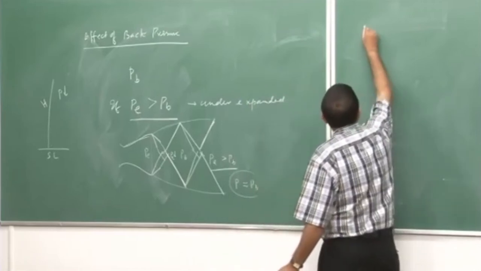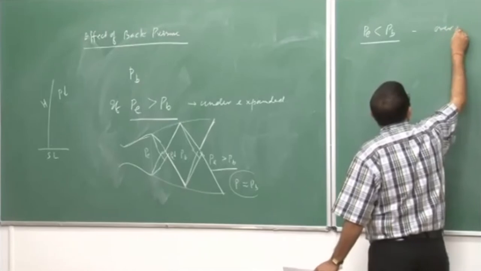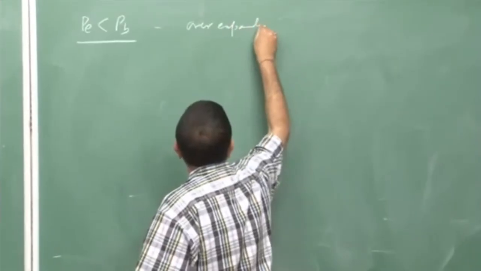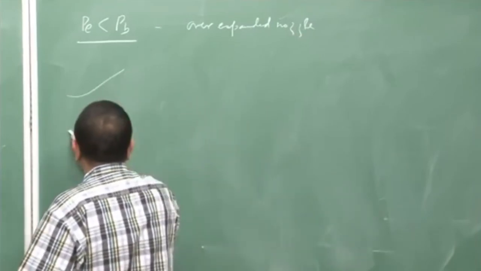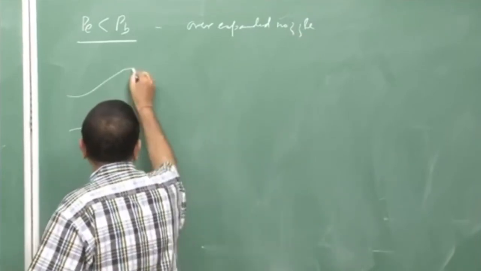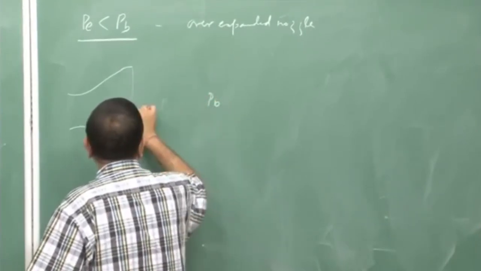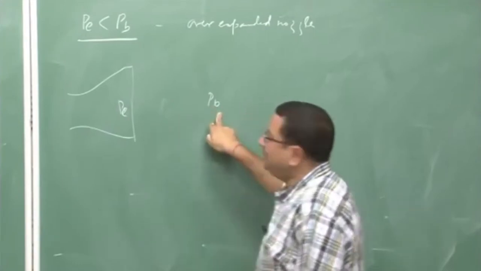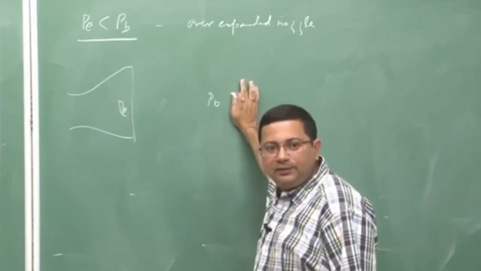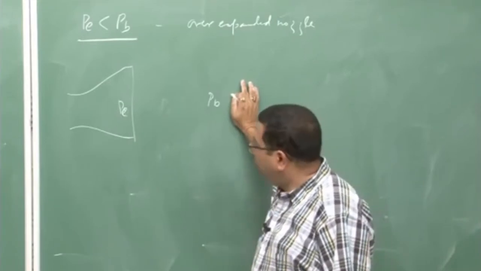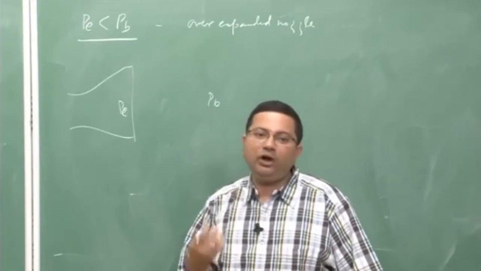On the other hand, if P e is less than P b, this is called an over expanded nozzle. So, once again, this is my nozzle exit, this is P b, this is P e, and P e is less than P b. So, it has expanded more than is required, but finally, it has to match this pressure. So, what will happen now? The pressure has to increase. Pressure will increase first through a shock wave.